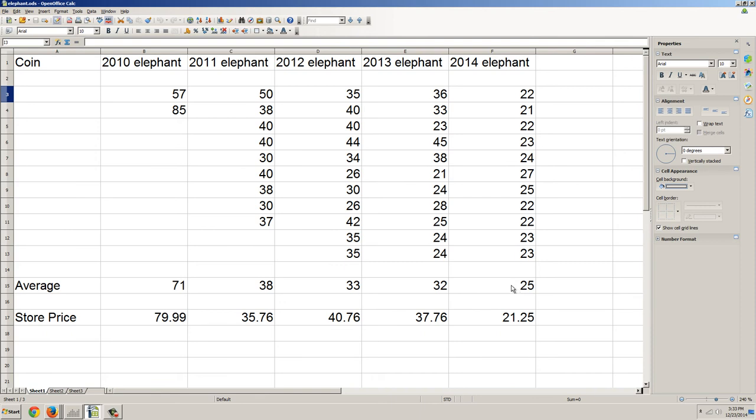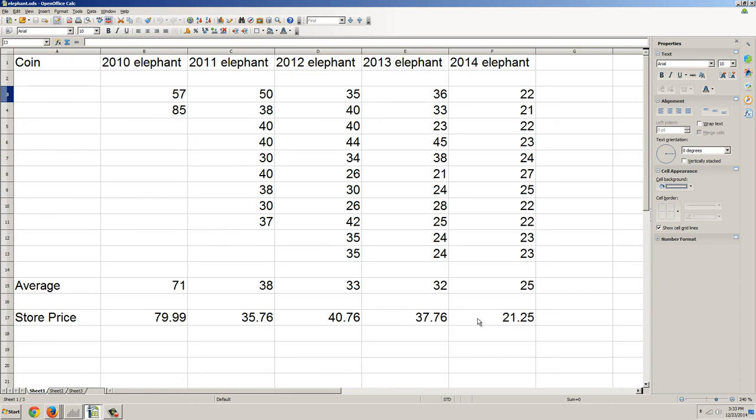Now, the other thing is the store price. You can see this is what they cost. If you were to try to buy them from AppMex, you got $80 for the 2010, $36 for the 2011, $41 for the 2012, $38 for the 2013, and $21 for the 2014.